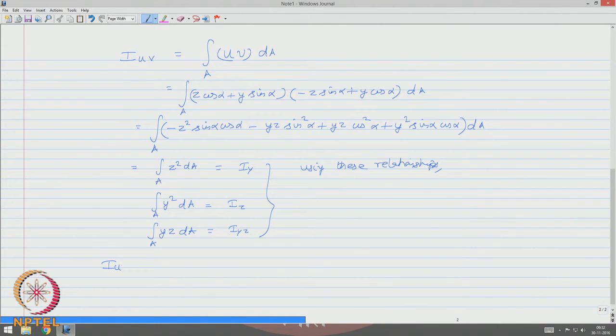we can now write I u v will be minus I y sin alpha cos alpha plus I z sin alpha cos alpha plus I y z into cos square alpha minus sin square alpha, which can be now said as I z minus I y by 2 sin 2 alpha, because 2 sin alpha cos alpha is sin 2 alpha and cos square alpha minus sin square alpha is cos 2 alpha. So, plus I y z cos 2 alpha, that is I u v.